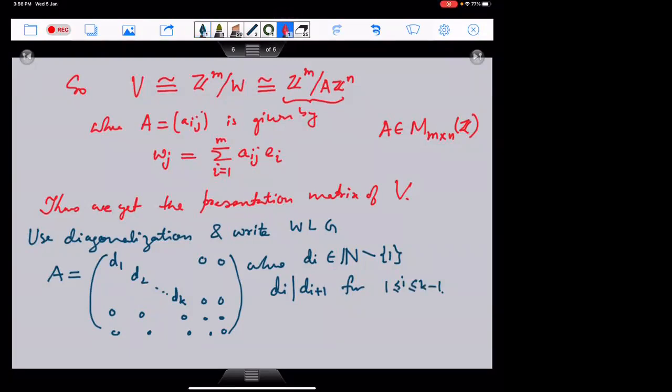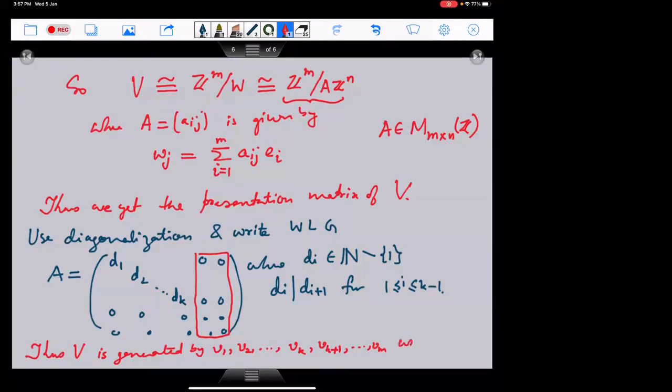Thus, V is generated by V1, V2, like this, Vk, Vk plus 1, up to Vm. So already we have discussed that such 0 columns I can drop. Without loss of generality, I can drop them and then write down A. A 0 relation I don't need. There is no use of any 0 relation. 0 equal to 0 is not a condition. It is a tautology, always true. So V is generated by these elements with relations.